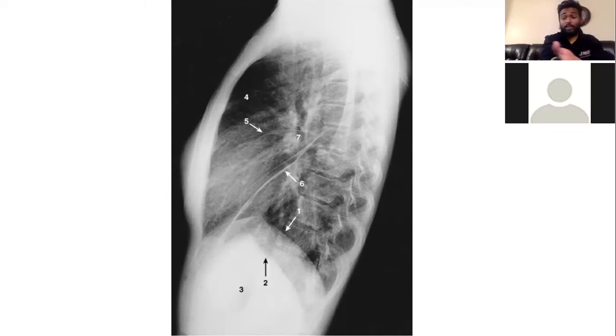So when you have these fissures, now if they put a lesion right here, that's upper lobe. If they put a lesion right here, that's middle lobe. And if there's a lesion here, that's lower lobe. You get what I'm saying?